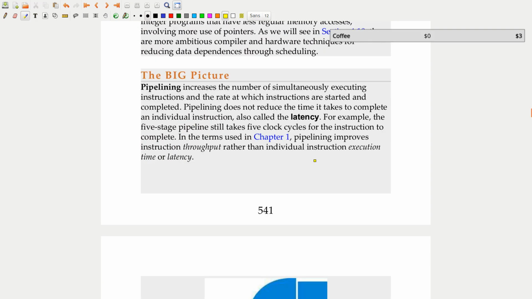So what's the big picture? It's important that we always understand the big picture, isn't it? Pipelining increases the number of simultaneously executing instructions, so our instruction-level parallelism, and the rate at which instructions are started and completed. Pipelining does not reduce the time it takes to complete an individual instruction. We're just improving our throughput.